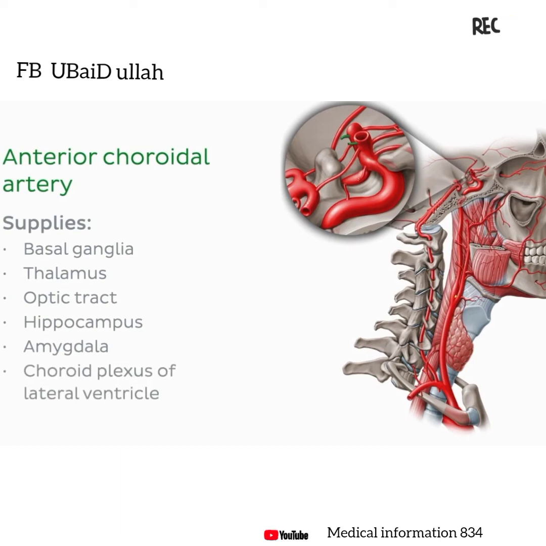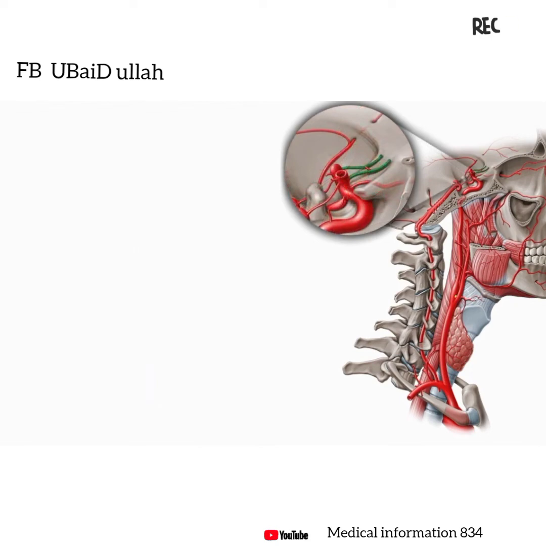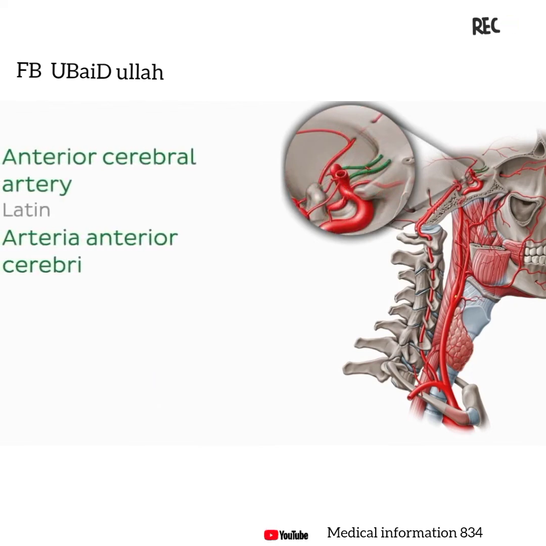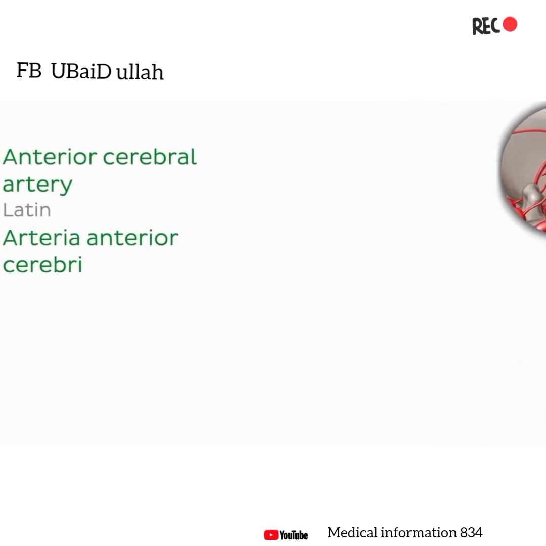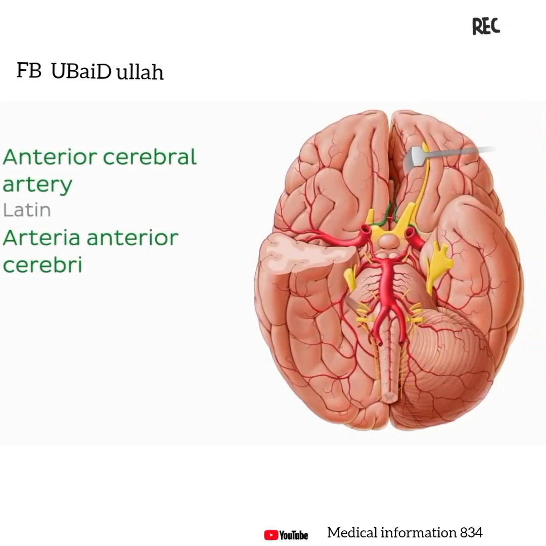We're almost there with the internal carotid artery, and we're now looking at the first of its two terminating branches, the anterior cerebral artery. It is a paired artery situated at the base of the brain and supplies the medial aspect of the cerebral hemispheres as far back as the parietal lobe.